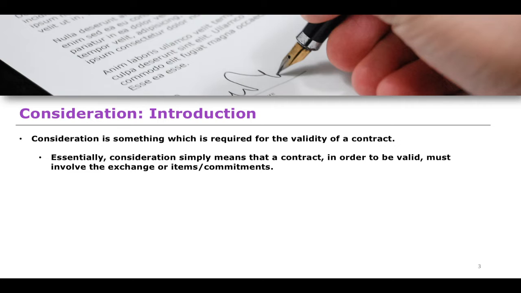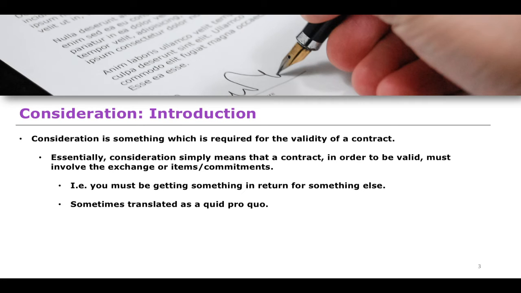Simply put, consideration means that in order for a contract to be valid, there must be an exchange of items or commitments. There has to be a mutual exchange, i.e., you must be getting something in return for something else, or you must give something in return for getting something. Whether that be items or commitments, if you're purchasing an item from a shop, you give money in return for said item. That is the consideration. Both people in the contract get something out of it. Sometimes this is known as a quid pro quo, something for something else.